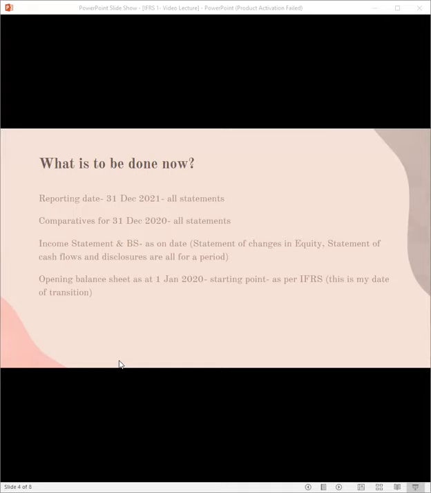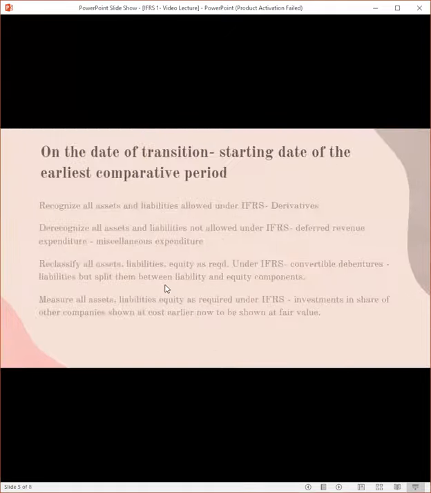So income statement and balance sheet is as of date. We don't have a problem. We have our comparatives. We have a reporting date. But these things are throughout the year. So what needs to be done? You have to go retrospectively. If 31st December 2020 has to be reported under IFRS, that simply means the opening balance of 1st Jan 2020 also should be IFRS. Hence, 1st Jan 2020 becomes your starting point.